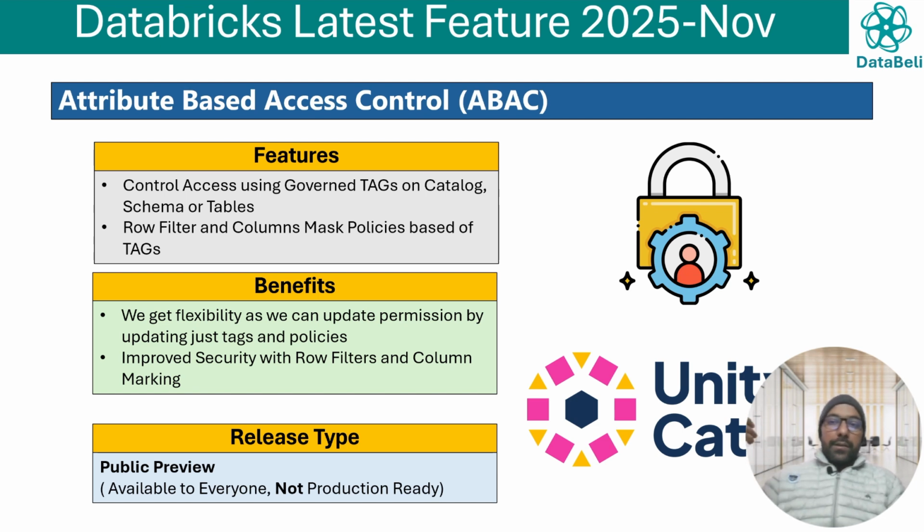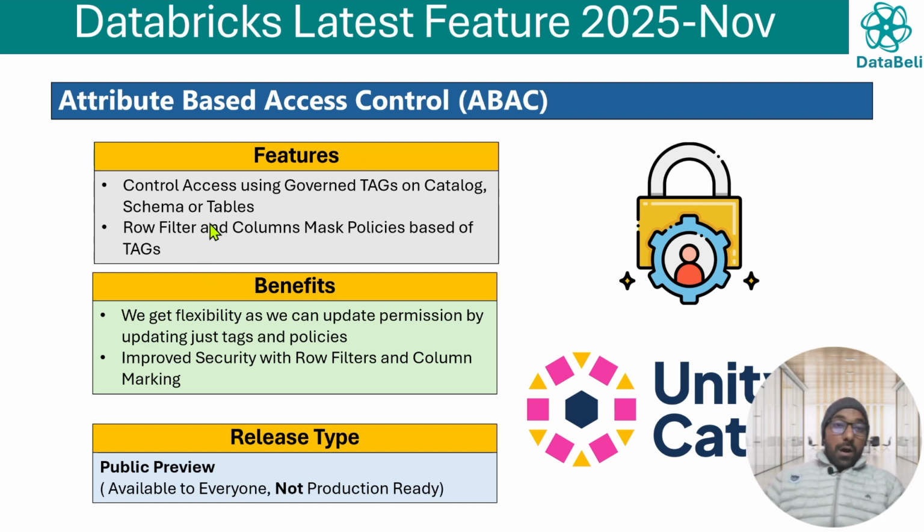So wherever we apply that tag, with the name as country and value as US, whenever the data is fetched, it will apply that filter and only show US related data. And when we define the policy, we mention the user groups also, like for which user groups we have to apply this filter and which user groups we have to exclude from this policy.